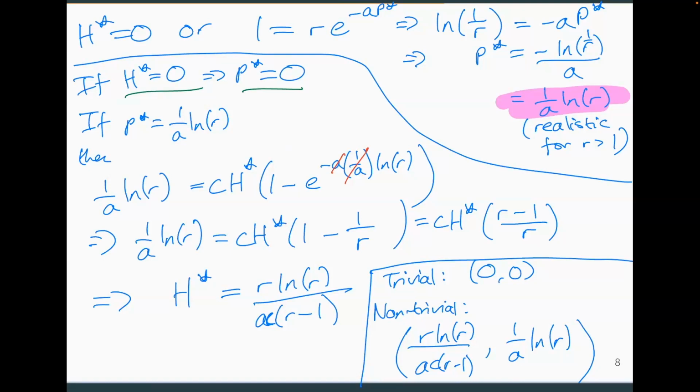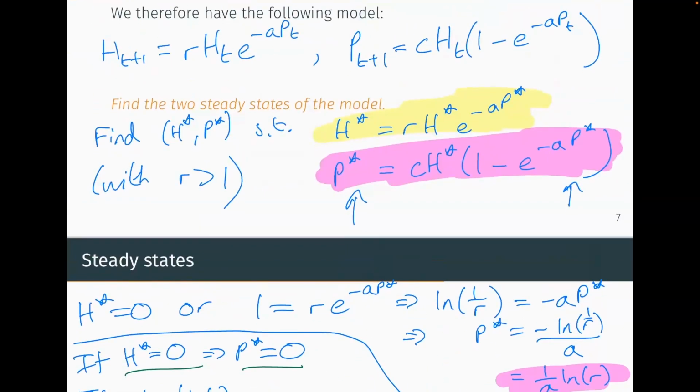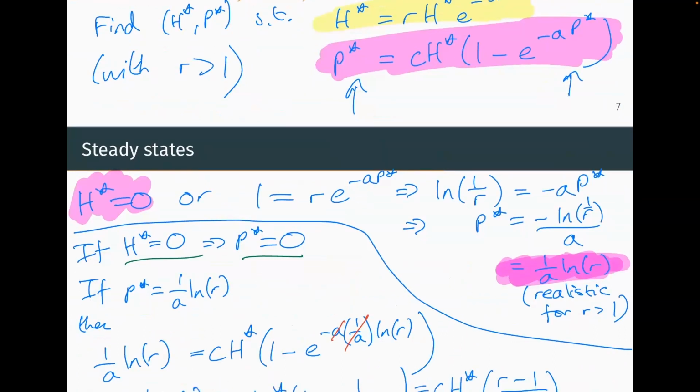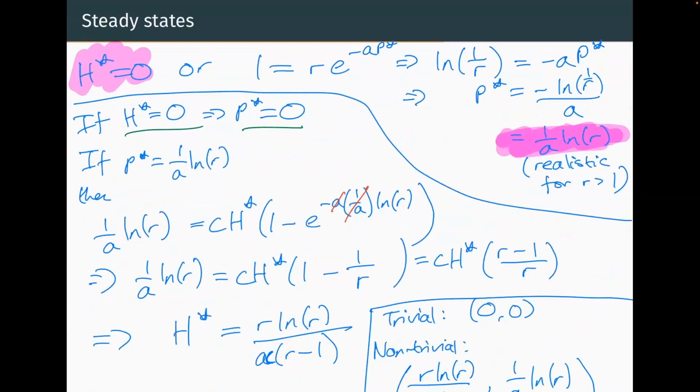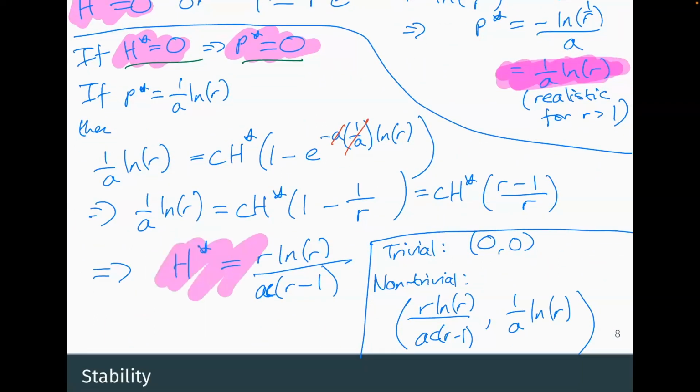We've worked out up here in the yellow equation that the only two values that satisfy this are H star is equal to 0 or P star is equal to 1 over A log R. Those are the only two values that satisfy the first equation. Then we substitute those into the second equation. If H star is equal to 0, the only value we get out is P star is equal to 0. And if we substitute P star is equal to 1 over A log R, the only value we get out is here. So there's only two equilibria.